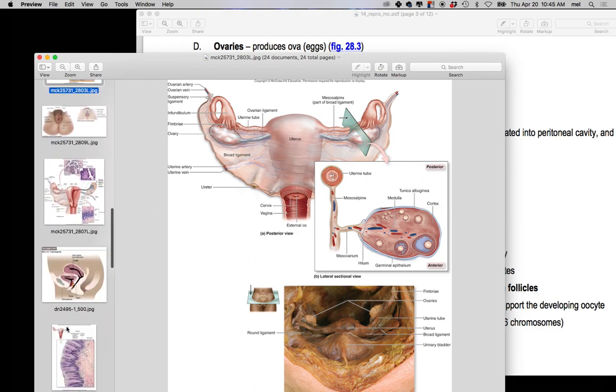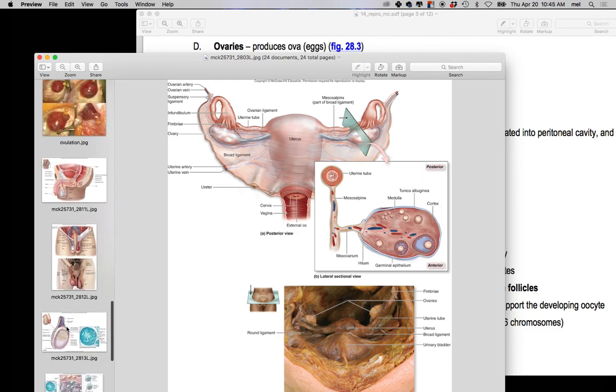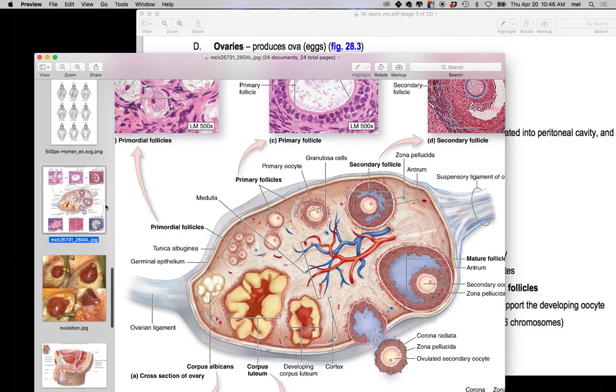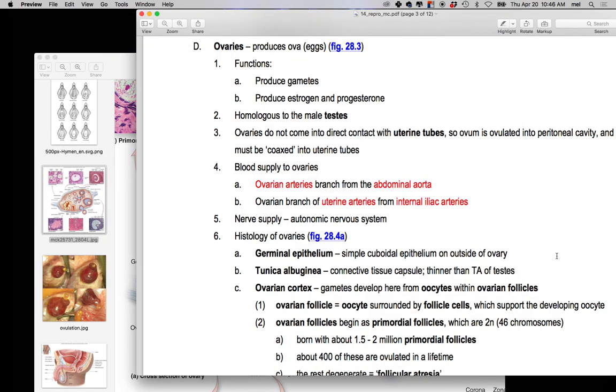Okay, so ovaries. The ovaries have multiple functions. They produce gametes and they produce estrogen and progesterone. They also produce some other hormones, but those are the two major ones. They are homologous to the male testes.